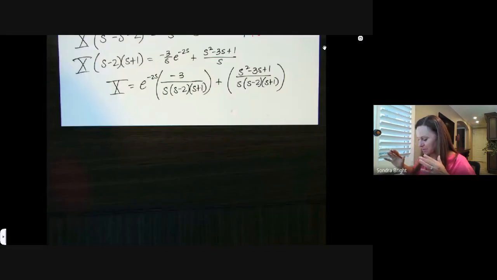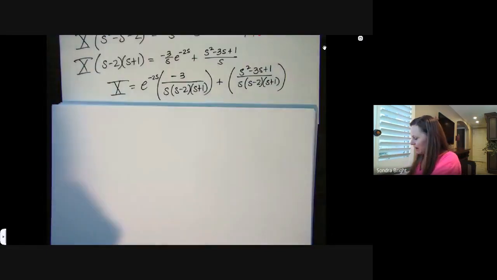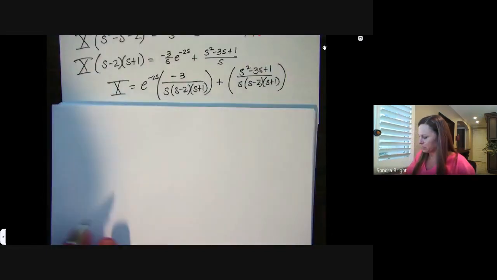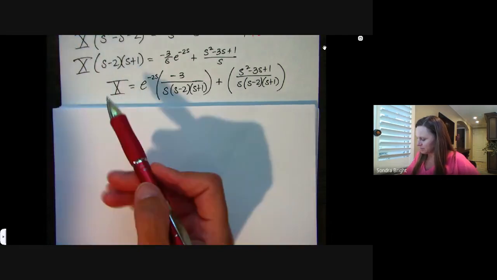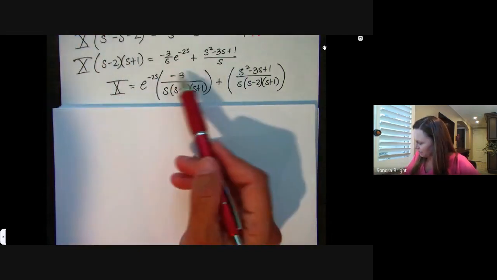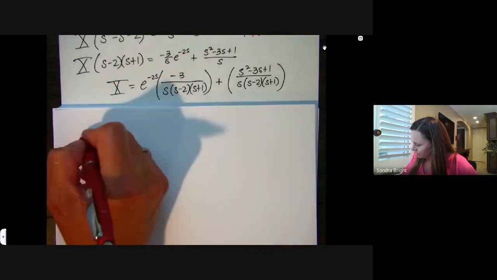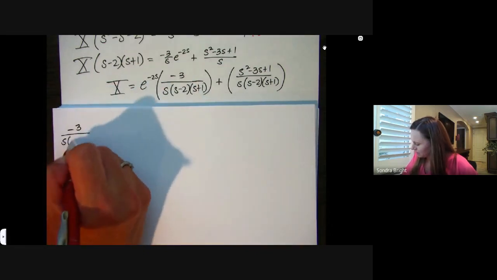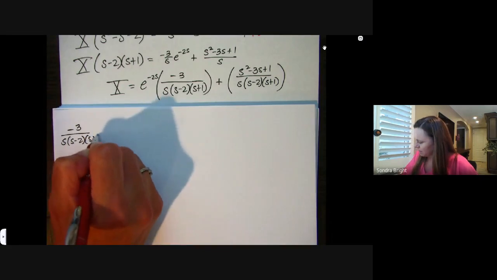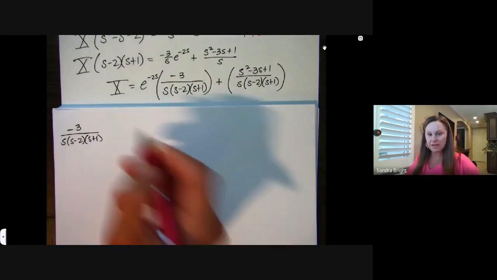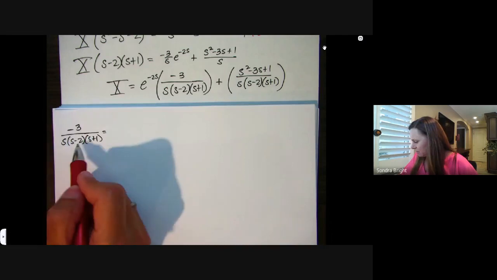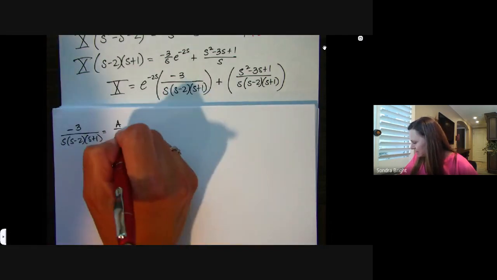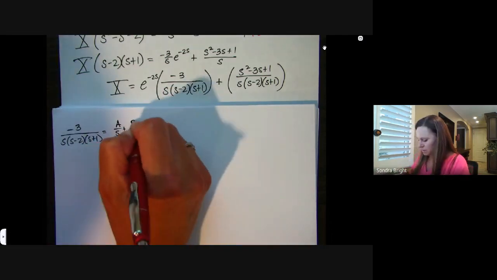So now what you're going to do is partial fraction decomposition to figure out what the inverse Laplace transform is of this guy. All right, so let's start with the negative 3 over s times s minus 2 times s plus 1. And you'll go, these are all linear factors, so they're just A over s and B over s minus 2.